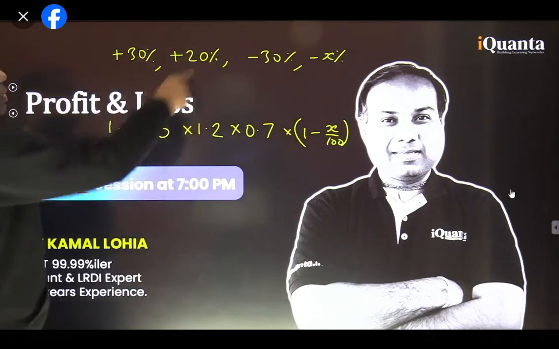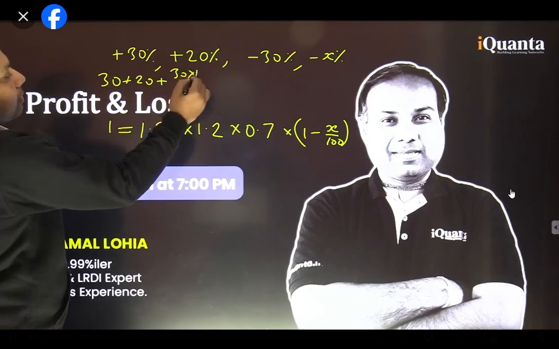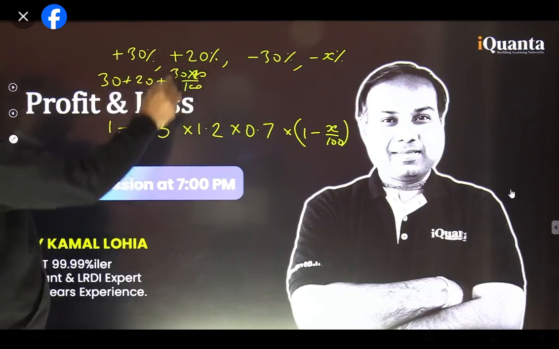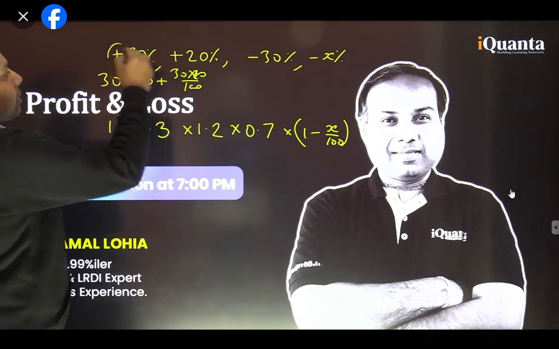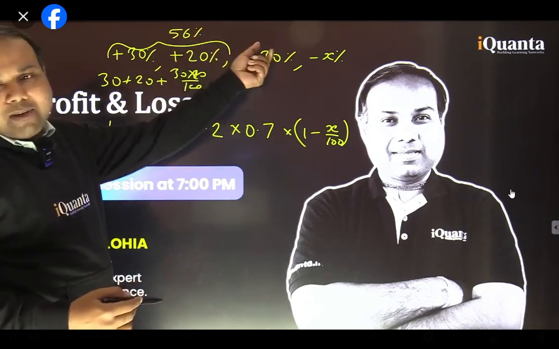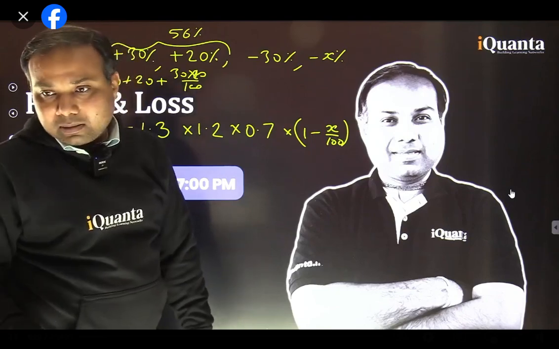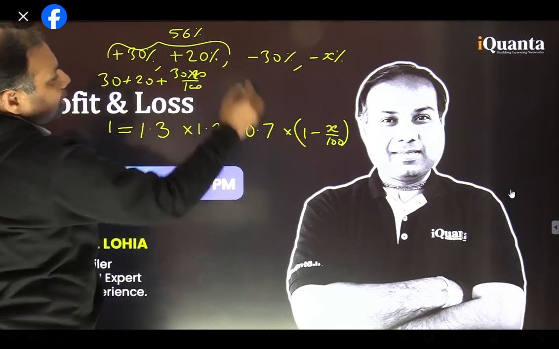So if I club the first two, so 30 plus 20 plus 30 into 20 by 100, right? That makes it how much? This is 6 and this is 56. So this total becomes 56. Fine. Now 56 and minus 30, you can club them, you will get a single value, and then that single value clubbed with x, you should get 0. That's it. Isn't it? So let me club 56 and minus 30, what will you get?